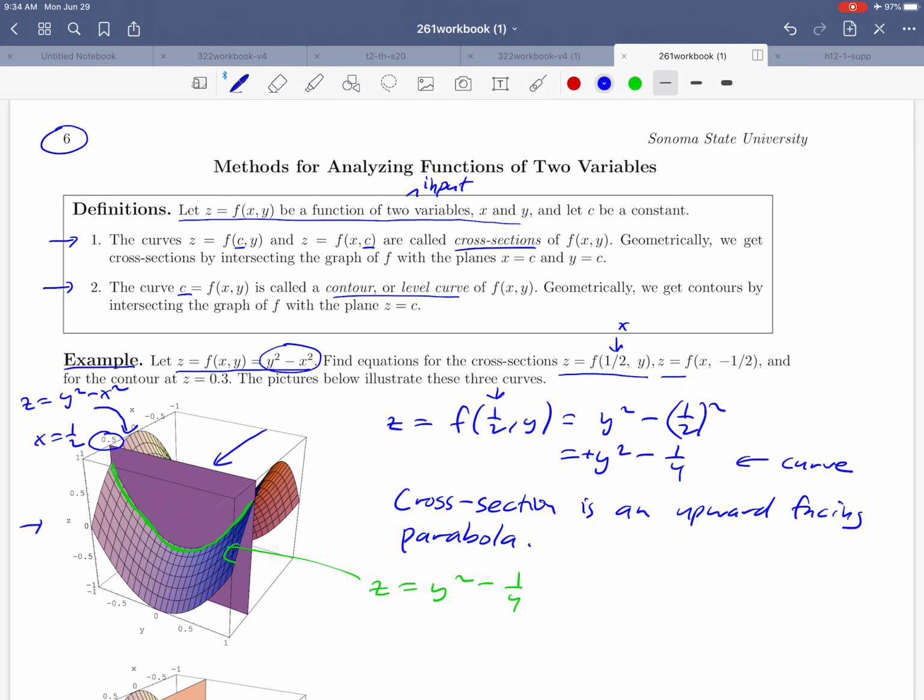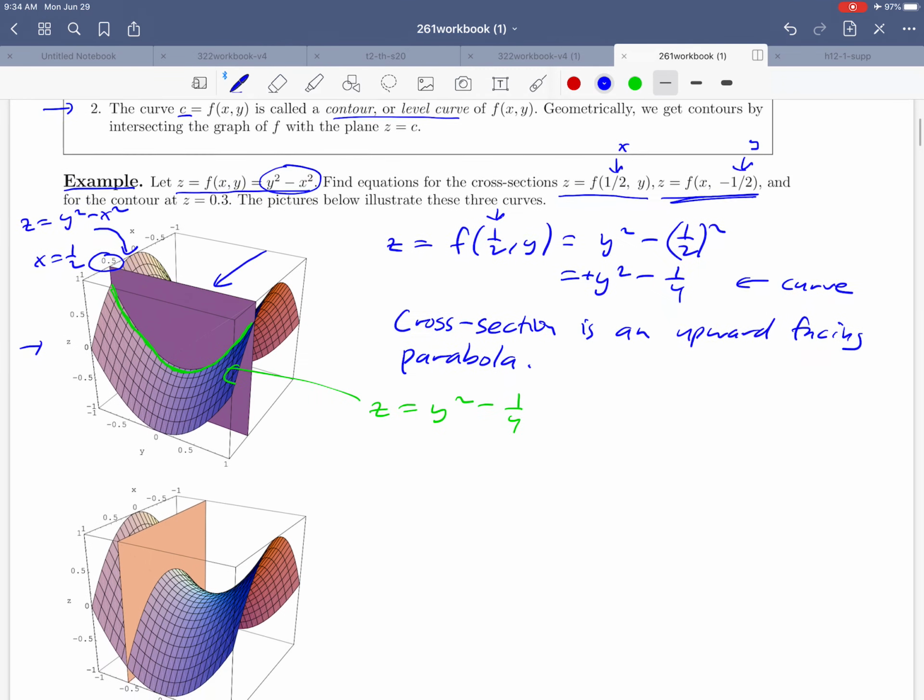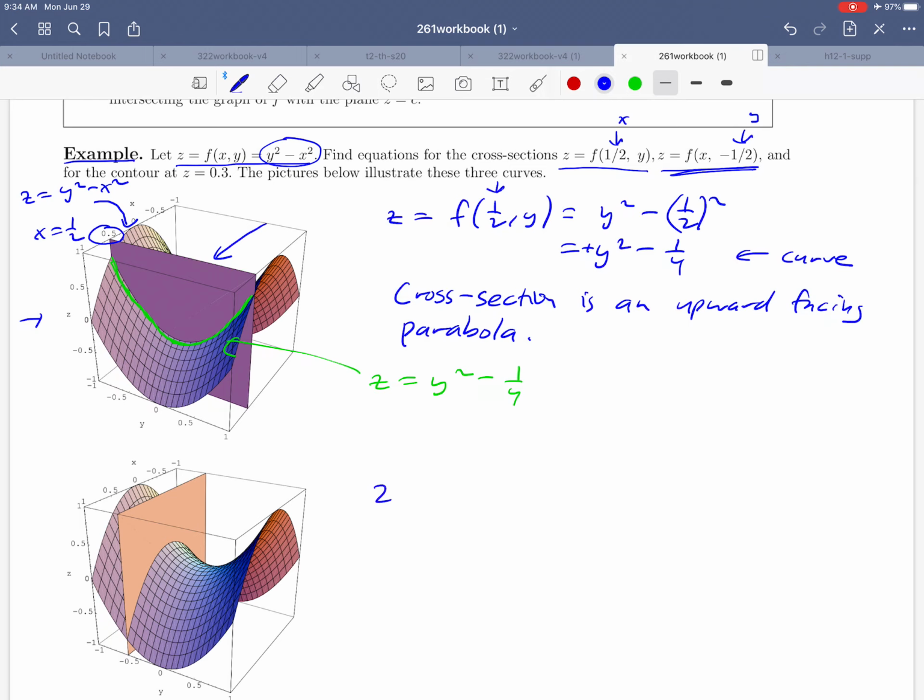They ask us now to calculate a cross-section where y is constant. We're going to let y be negative a half, do the same thing, and just see what kind of a curve that leads us to. So z equals f of x and negative a half. We'll go back to our formula again, y squared minus x squared, and this time we're going to plug in negative a half for y. Okay, do the simplification here. That's going to give us 1/4 minus x squared.